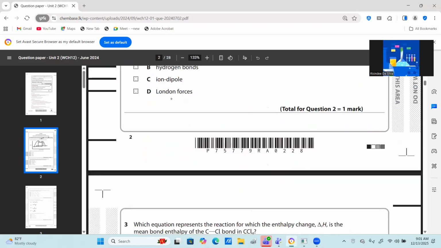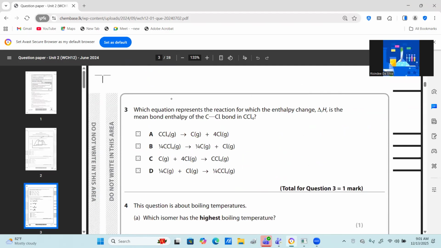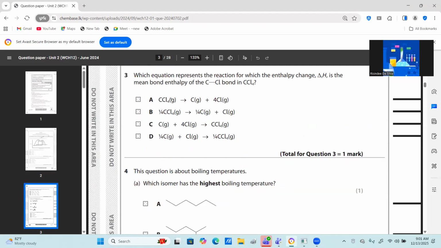And then we'll see the third one. Which equation represents the reaction for which the enthalpy change is the mean bond enthalpy? Okay. So if I write the normal reaction for the bond dissociation energy of CCl4, I can write it like this: CCl4 gives C gas plus 4Cl gas. But they have asked us to find the mean bond enthalpy.